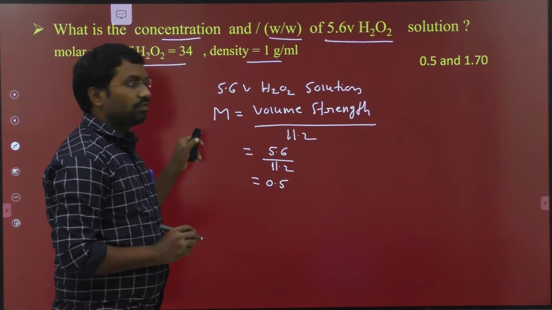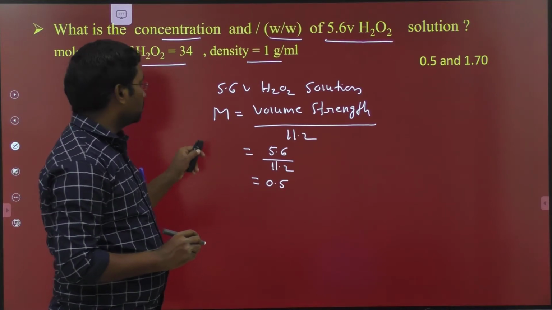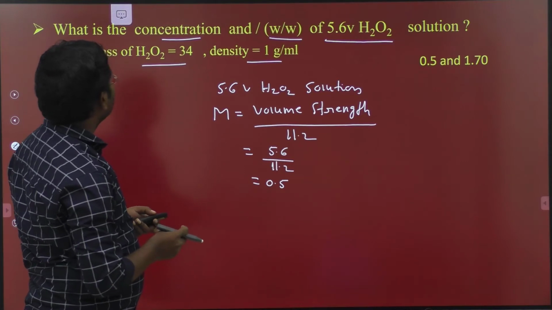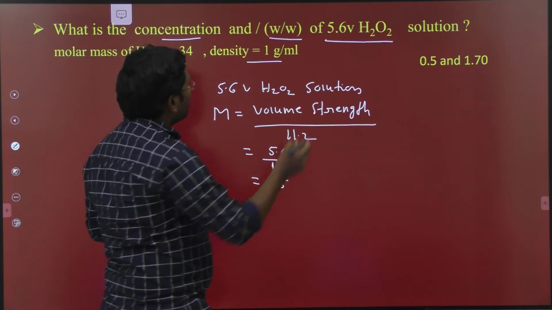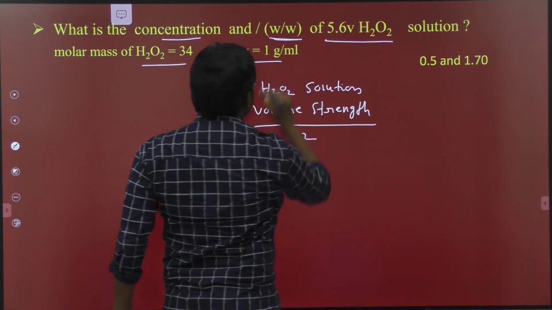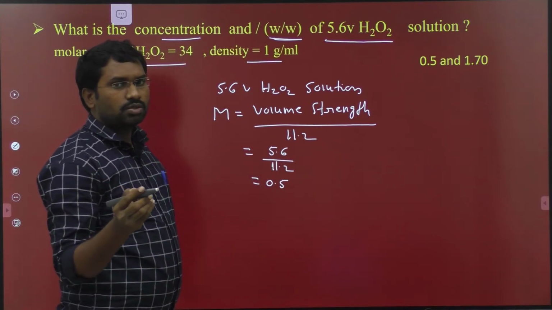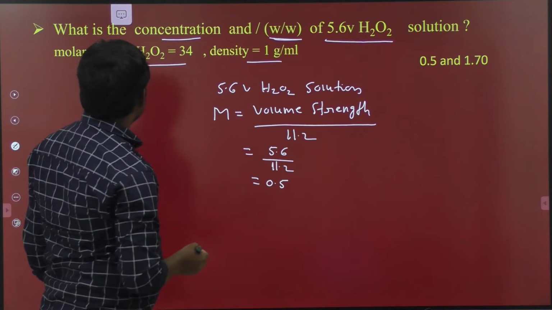The concentration of the hydrogen peroxide is expressed in terms of molarity. Next, after calculating the concentration, we calculate the mass percentage. Weight by weight percent means mass percentage. So the mass percentage of the hydrogen peroxide is also calculated in this problem. So what are the given values?